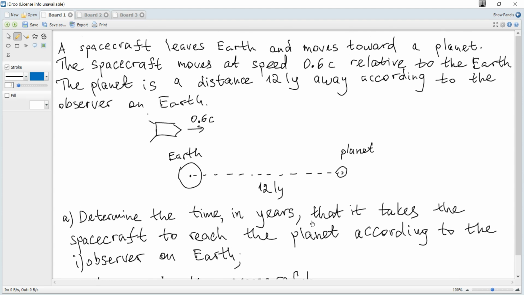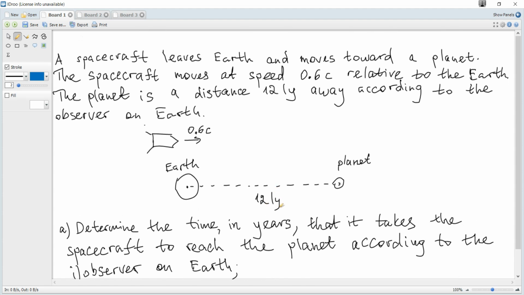First of all, this 12 light years is a proper length. Why? Because by definition, the proper length is the length of the object measured in the reference frame where this object is at rest. So the observer relative to the Earth will measure the proper length, and it's 12 light years because it is given directly that 12 light years is measured according to the observer on Earth.